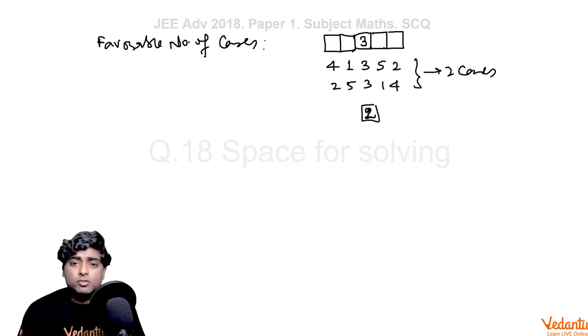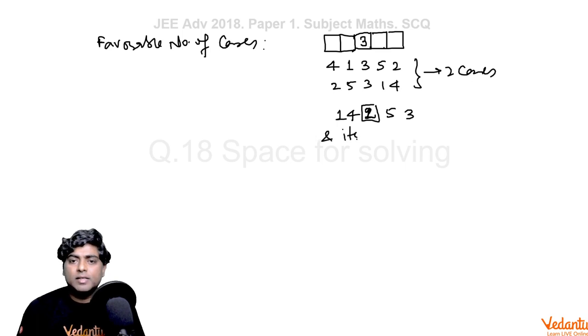We can easily write them here. So the middlemost number is 2, so neighboring numbers must not be 1 or 3, so they must be 4 or 5. So if you take 4 here, 5 here, then there is only one choice for the remaining 2 places. Besides 4, 3 should not come, so here 1 will come and here 3 will come.